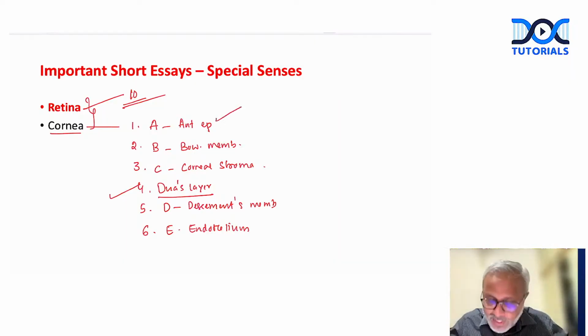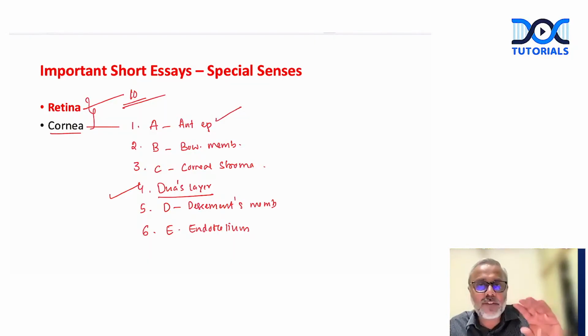Again, what is the anterior epithelium? Stratified squamous non-keratinized epithelium. What is its function? Protection, it prevents the cornea from drying. So this is how you should be able to describe the structure and the function. Are we clear? So in special senses, these are the two questions that I would put my money on.